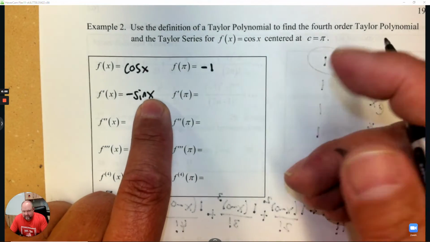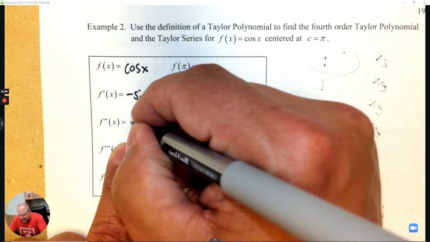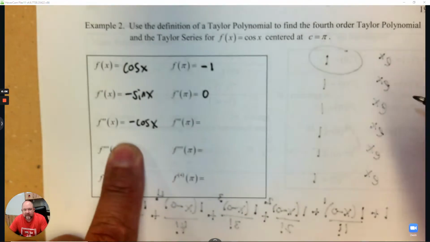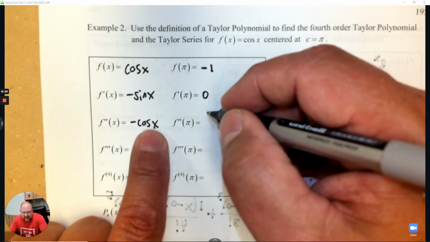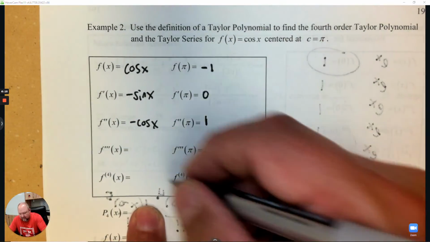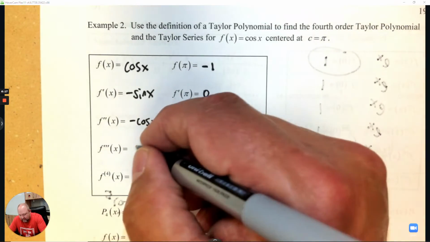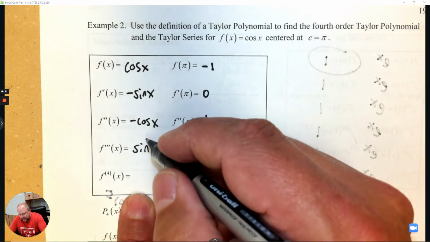Plug in pi. The y value there is 0. The derivative of negative sine is negative cosine. Plug in pi, and it would be -1, but the negative and the negative make it +1. You kind of see a pattern happening here. The derivative of negative cosine is positive sine. At pi, the answer is 0.